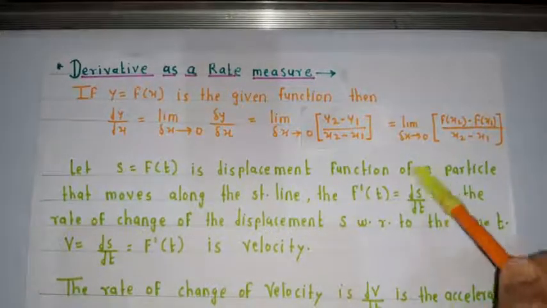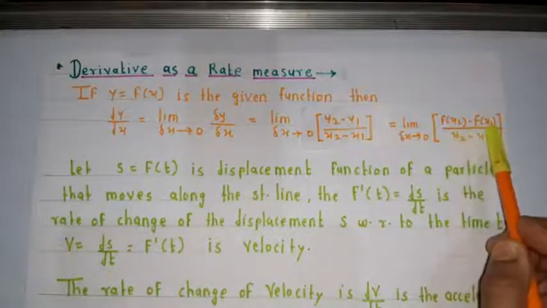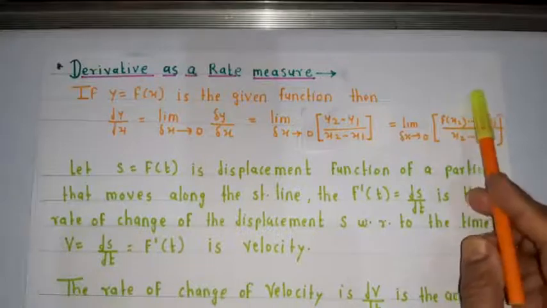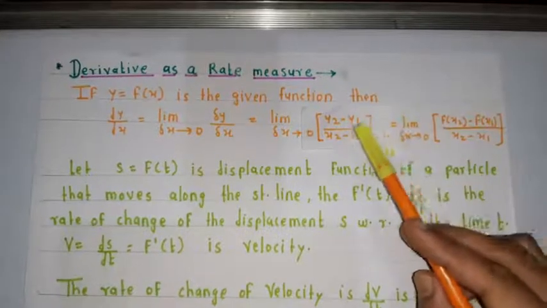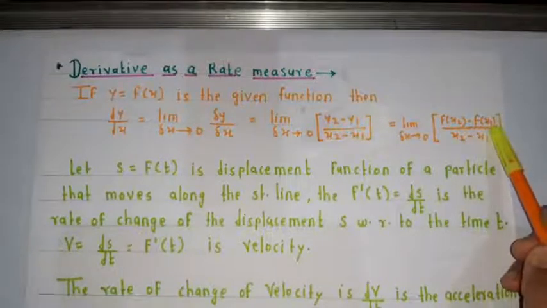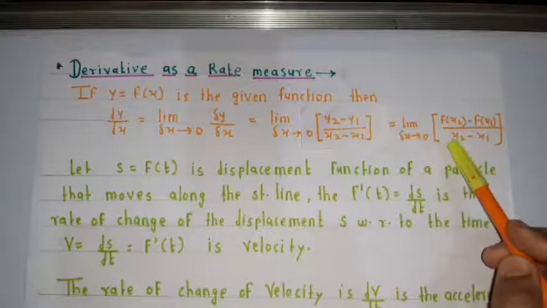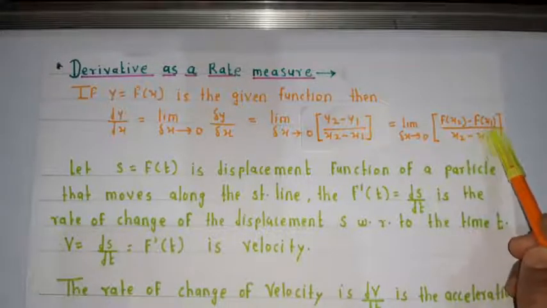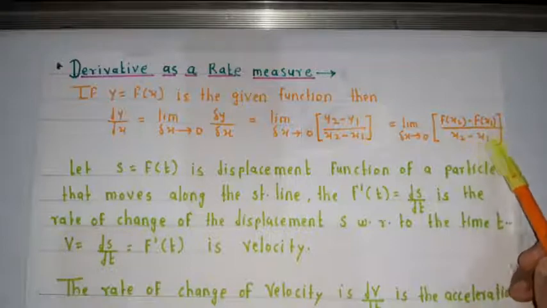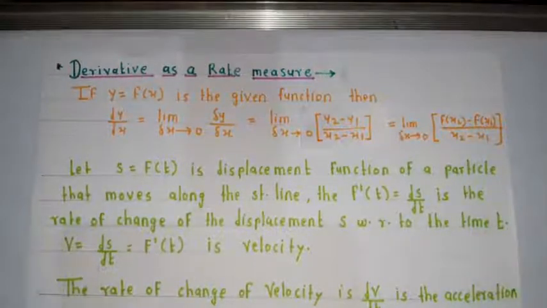And we can also write limit delta x tends to 0 f of x2 minus f of x1. You know that y equal to f of x, and therefore y2 equal to f of x2 and y1 equal to f of x1. Also we can write this as limit delta x tends to 0 f of x2 minus f of x1 upon x2 minus x1, and this is equal to dy by dx.